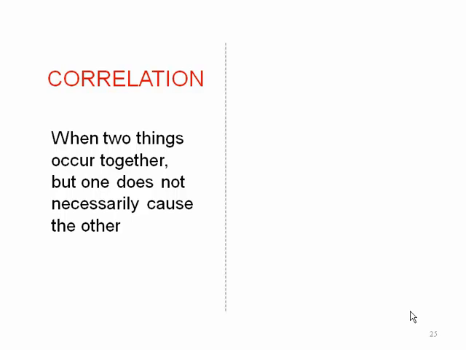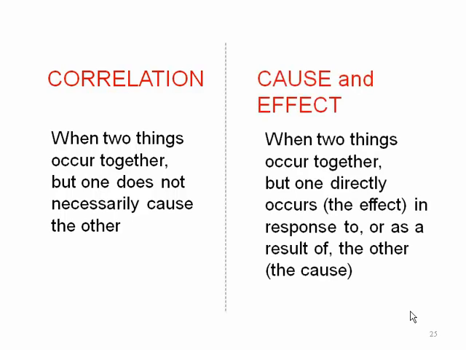Correlation, as in correlational studies, is a situation where you have two or more things, but typically two things, that occur together, but one does not necessarily cause the other. They're simply related. Cause and effect, on the other hand, is when two things occur together, and one directly occurs, the effect, in response to or as a result of the cause, or the manipulation or change that you impose during an experiment.